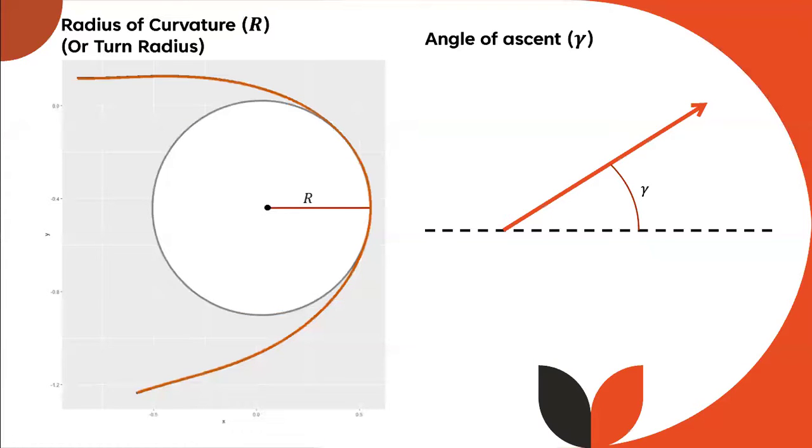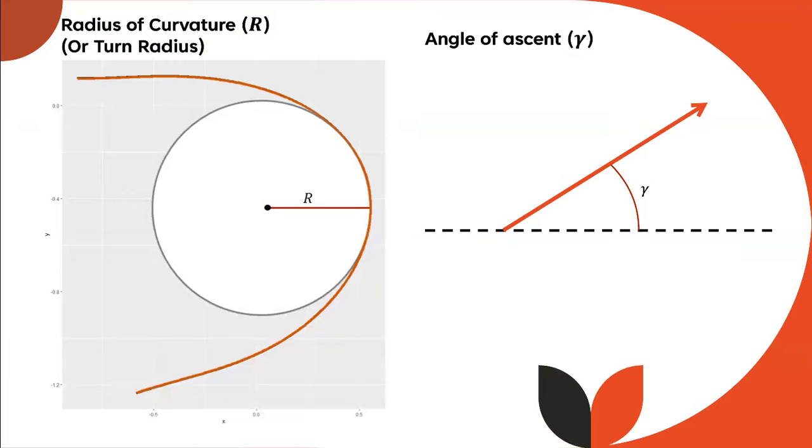Before getting into the actual repertoire, I do need to make sure that we are on the same page for some of these units. These are the two most obvious, in a sense, units to try to separate into. Radius of curvature, or the turn radius, is just the radius of the circle of best fit for that part of the flight path.